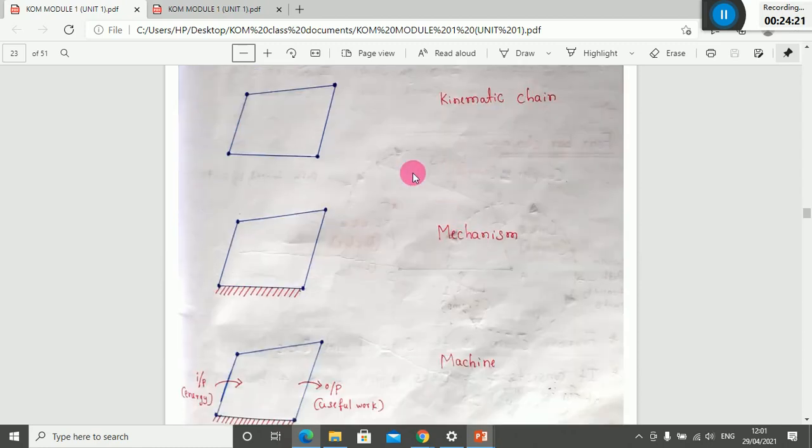And how can you call a mechanism? What is a mechanism? Just try to explain what is the difference between this figure and this figure. Just observe. Anyone, please try. What is the difference between this figure and this figure? One of the links is fixed.